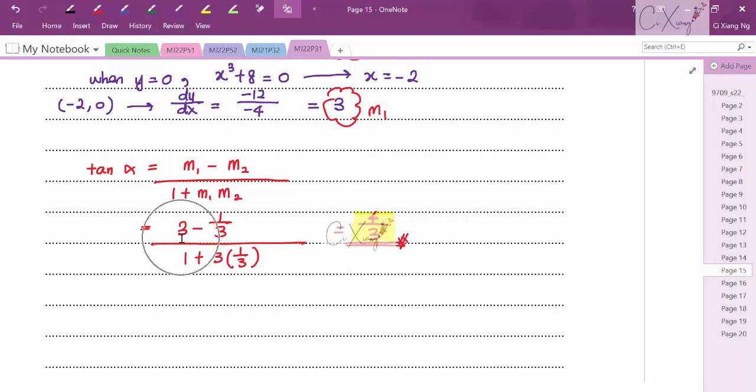If you put 1 over 3 here minus 3, you get a negative value, which will not be an acute angle. Therefore, there's a small setting here. You have to make m1 the greater gradient and subtract the smaller gradient to get a positive value of 4 over 3.